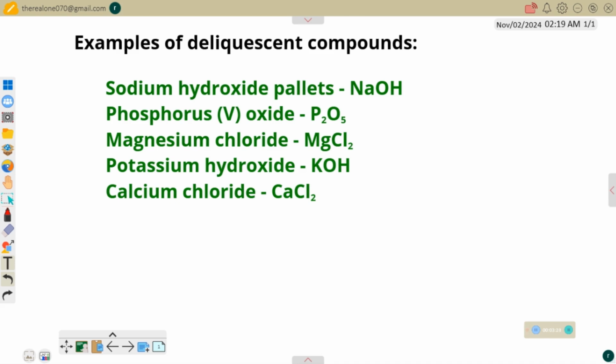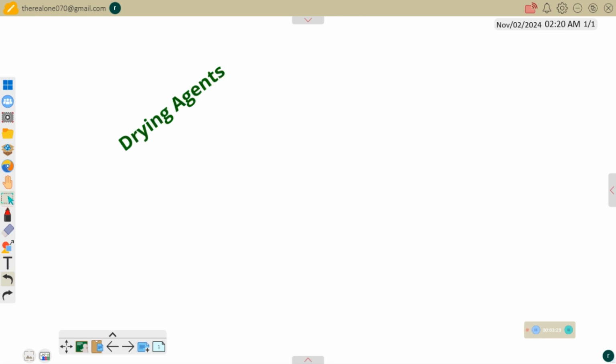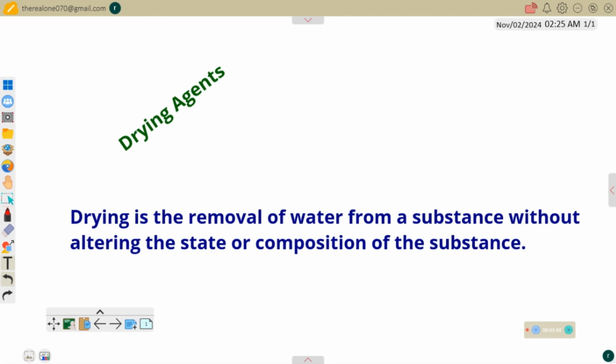Now both deliquescent and hygroscopic compounds can be used as drying agents due to their ability to attract moisture from the atmosphere. However, drying should not be confused with dehydrating. Drying is the process of removing water from a substance without altering the state or composition of that substance. Dehydration can involve a change of state or composition of the substance. But the one we are concerned with in this context is the drying agent. So hygroscopic and deliquescent compounds can be used as drying agents.